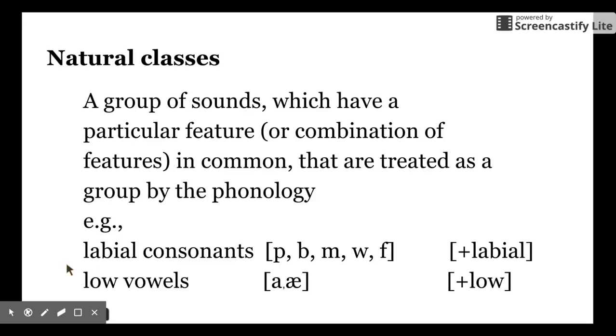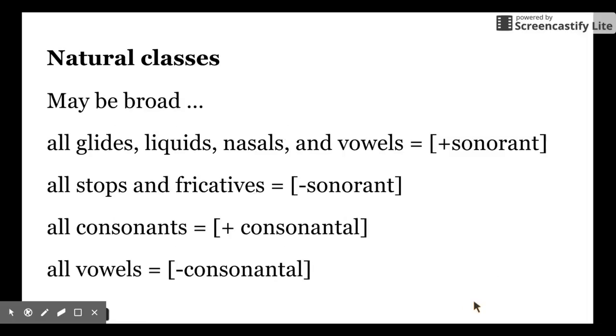So for example, we have labial consonants. These guys are labial consonants, and we can use features to indicate this set, plus labial. And we can say low vowels. For example, these two vowels, we can use features to describe this set as well, plus low. Okay, and there are more classes as well. So liquids, nasals, and vowels are plus sonorant because they produce more sound. And stops and fricatives are minus sonorant because they are less loud. And all consonants are plus consonantal, and vowels are minus consonantal.